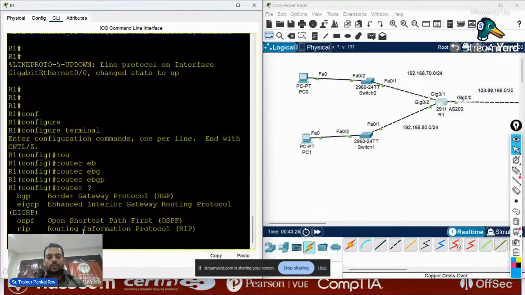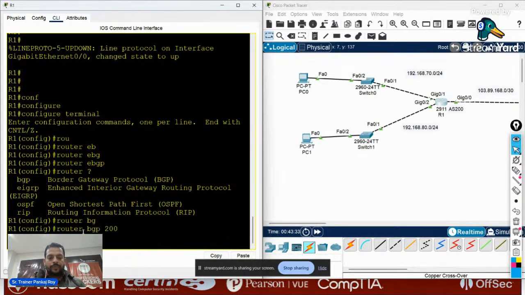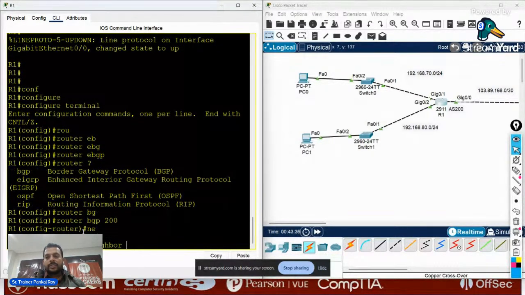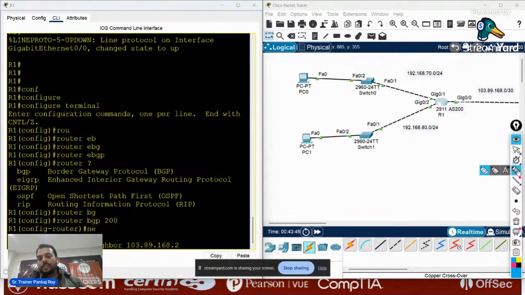BGP. Okay, so the BGP number is 200, BGP number 200, network, this is a network, 103.89.168.2. 1 is here and 2 is the other router. So we need to configure the neighbor, which means my nearest router, so the nearest router's IP is this.